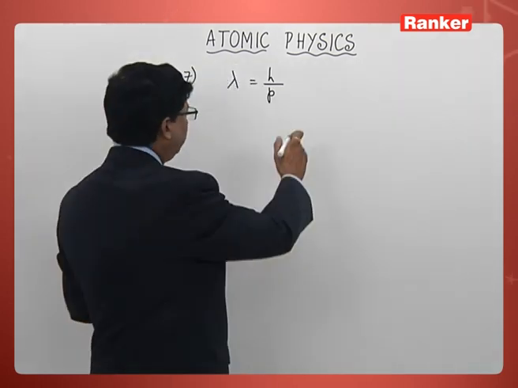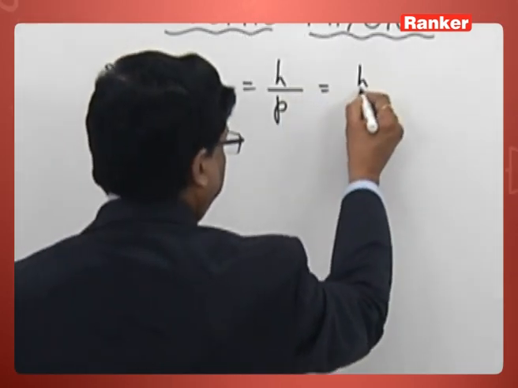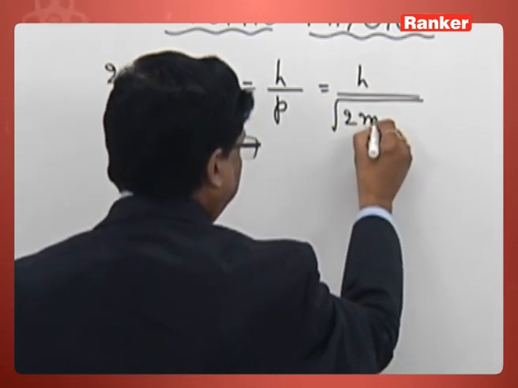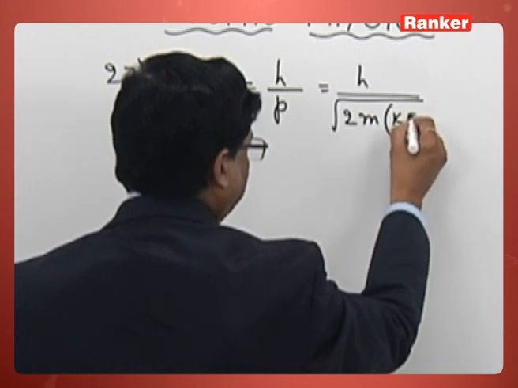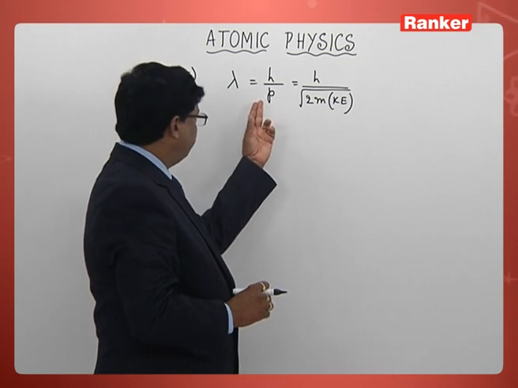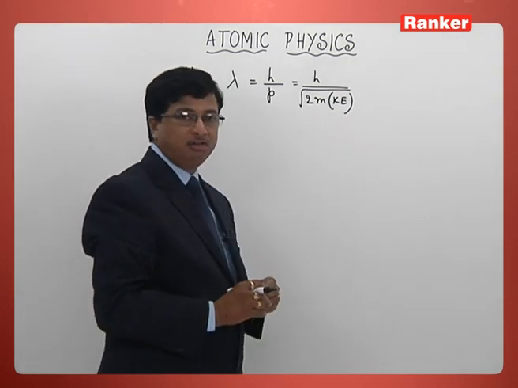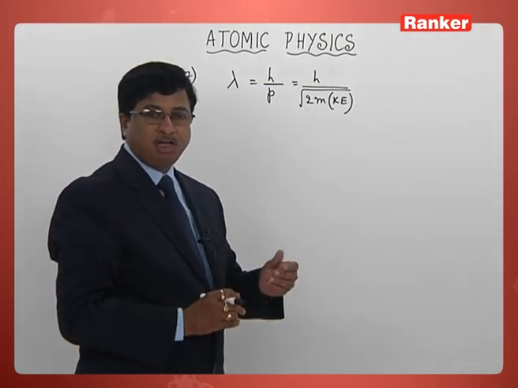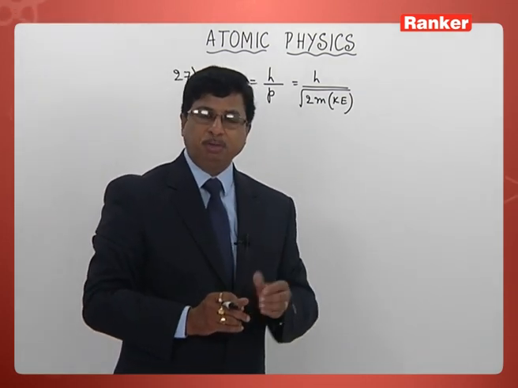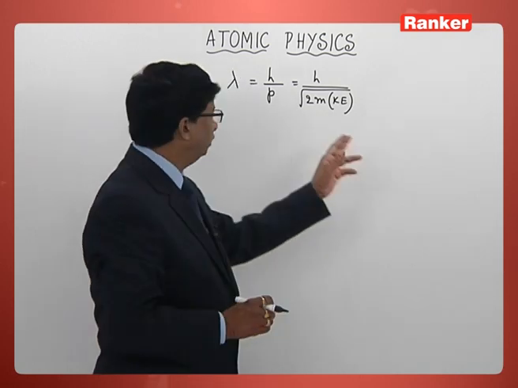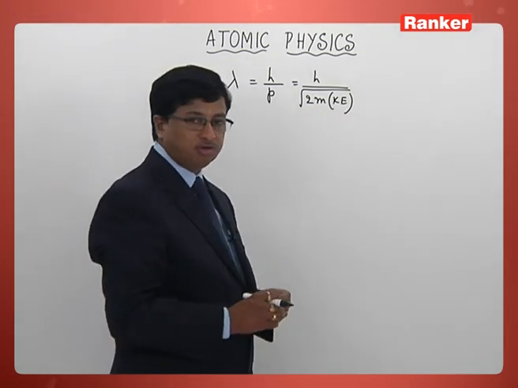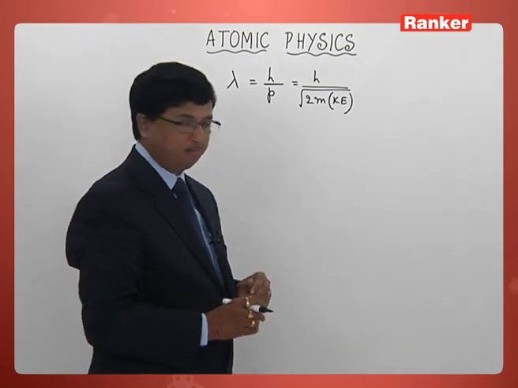And of course we can rewrite the same formula this way, h by root of 2m into kinetic energy. That is actually the conversion of momentum into kinetic energy of the particle. Momentum square by twice mass is equal to kinetic energy. Based on that, we have just converted P into kinetic energy using this equation, root of 2m into KE.